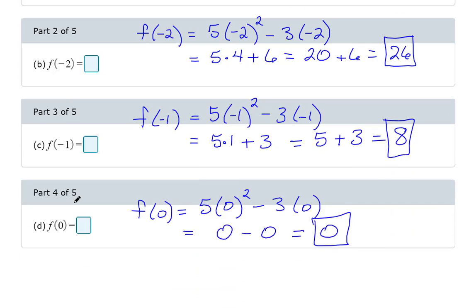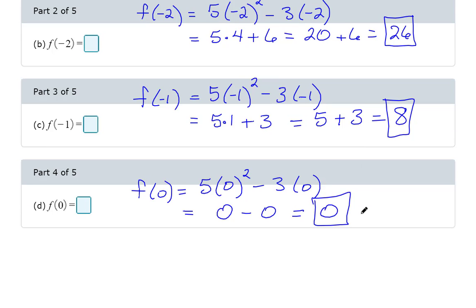All right, f of minus 2. So minus 2 squared is 4. 5 times 4 is 20. I've got a minus 3 times a minus 2, so a positive 6. 20 and 6 is 26. Minus 1. Minus 1 squared is 1. Minus 3 times minus 1 is a plus 3. And so 5 and 3 is 8.